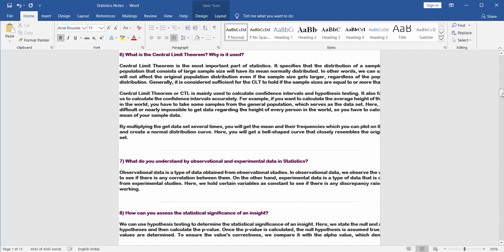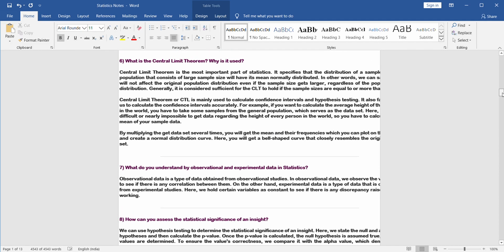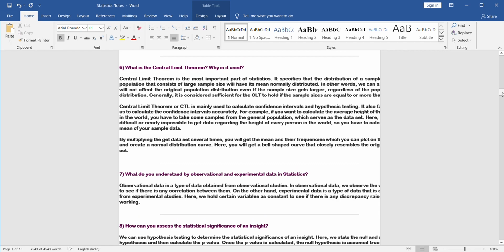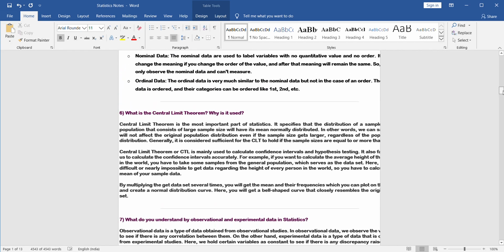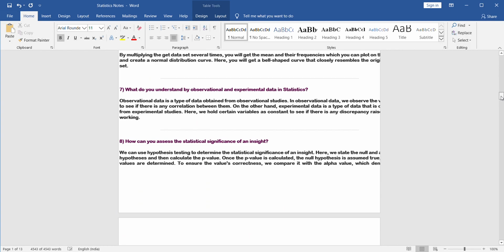It is difficult and impossible to get the height of every person in the world. So you have to calculate the mean of your sample data. For that purpose, you will get a bell-shaped curve that will resemble the original. So yes, what do you understand by observational and experimental data study?